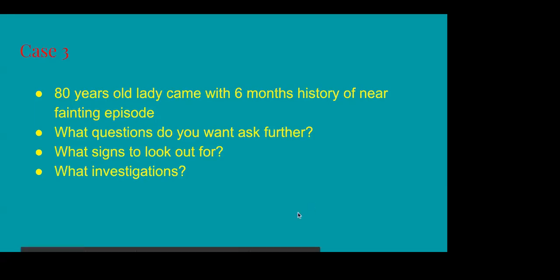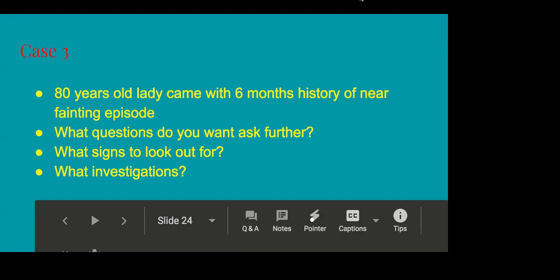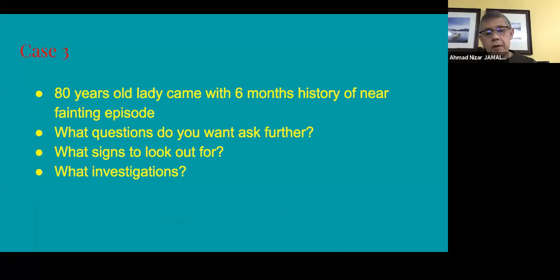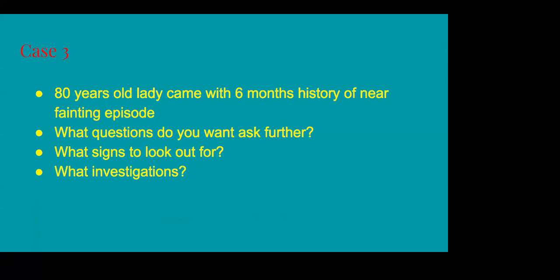So this is an 80-year-old lady who came with a 6-month history of near fainting episodes. What questions do you want to ask further? What signs to look out for, and what investigations? Anyone? History of trauma, that is surprising. I think they're thinking of lucid intervals in an 80-year-old. Hypoglycemia, anemic symptoms, anemic palpitation, yes, good.